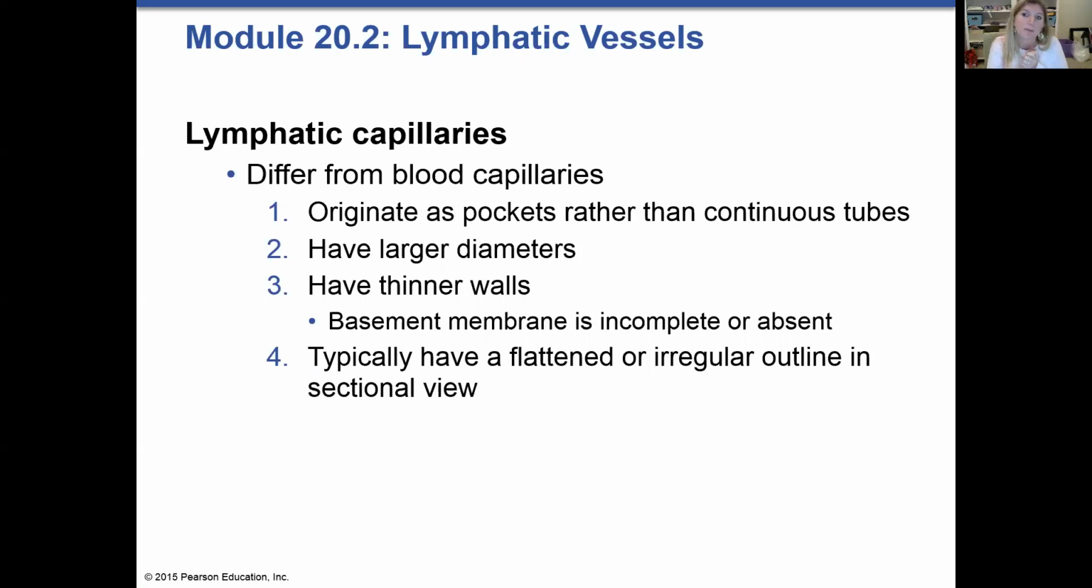Lymphatic capillaries are kind of like pockets as opposed to tubes, right? So imagine the end of your vacuum hose is kind of pocketed like this. And then the fluid can kind of squeeze in through that little pocket on the end of the vessel. They have much larger diameters. They have much thinner walls than our vessels. There's no pressure driving them, so they don't need that elastic rebound, right? The basement membrane, which is usually there to hold everything together and hold everything in place, is pretty much absent. And they have a flattened or irregular outline, even more so than the veins do.